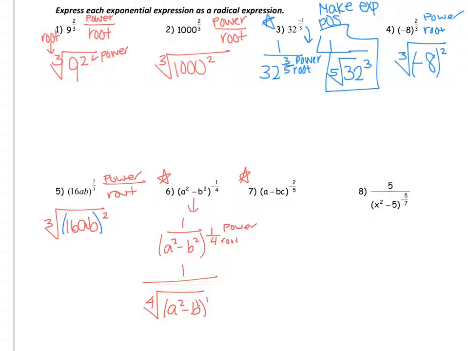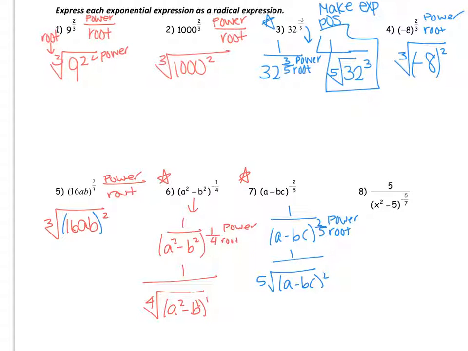Alright, the first thing you needed to do was make the exponent positive. So it's 1 over a minus bc to the 2/5 power. The 5 is the root, the 2 is the power. So it's 1 over the 5th root of a minus bc squared.